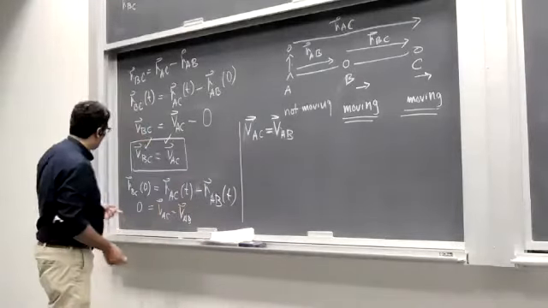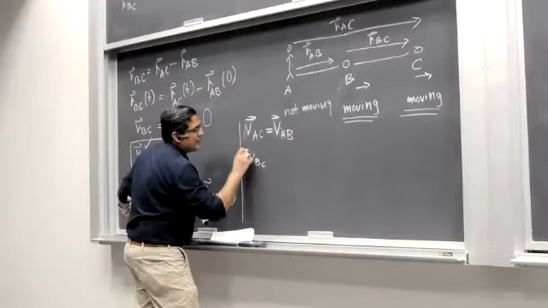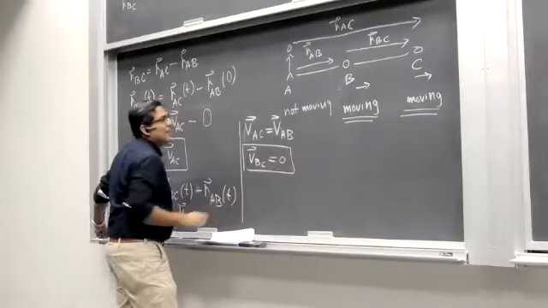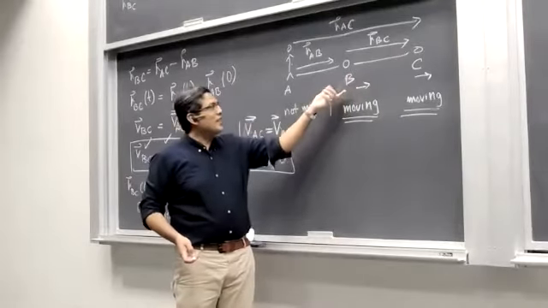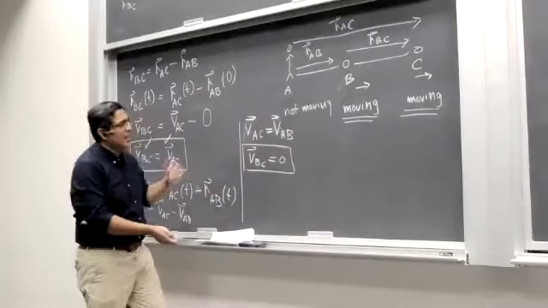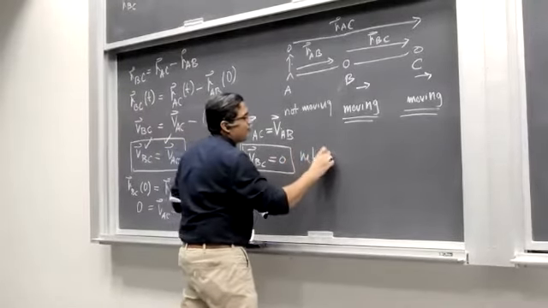That is one conclusion. The second is that VBC is 0 as expected. Now VBC is the velocity of car C as measured while sitting on car B. So that is the relative velocity. Yes sir, this conclusion works.